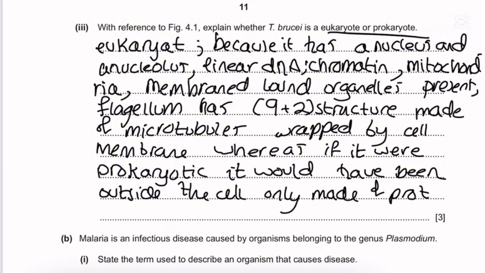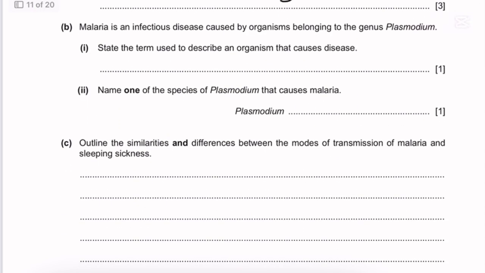Okay, now this moves me on to B. Malaria is an infectious disease caused by organisms belonging to the genus Plasmodium. State the term used to describe an organism that causes disease. So the organism that causes disease is the pathogen, but I think that here they're talking specifically about the organism. Yeah, so it's a pathogen. It's a pathogen.